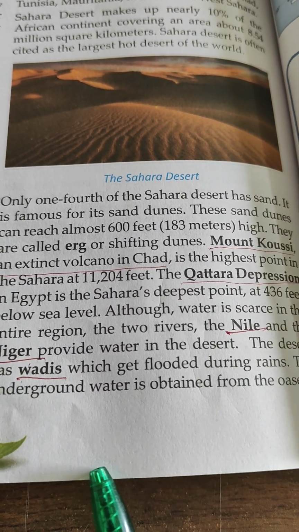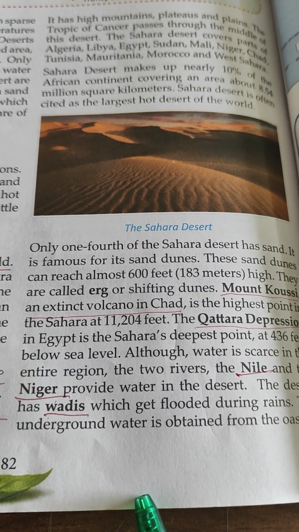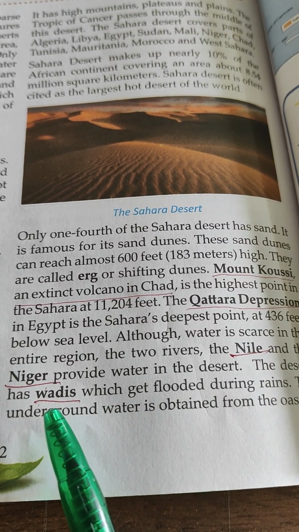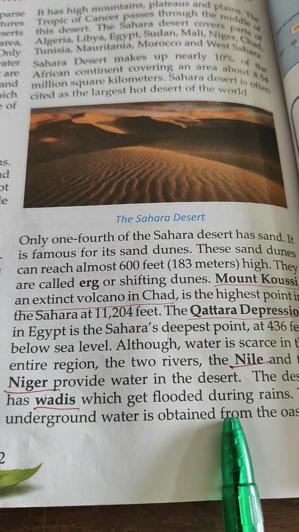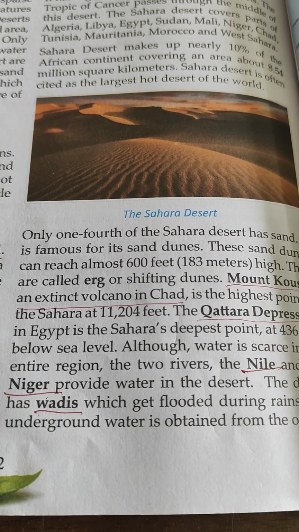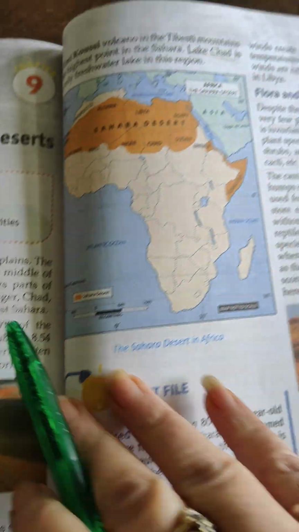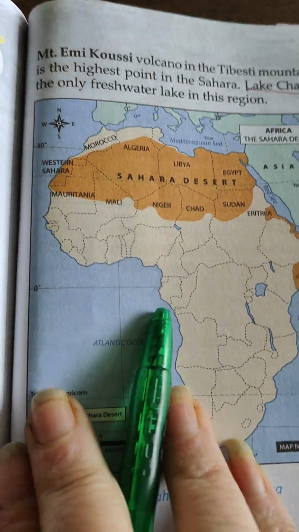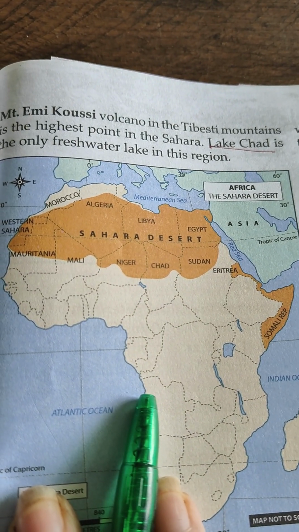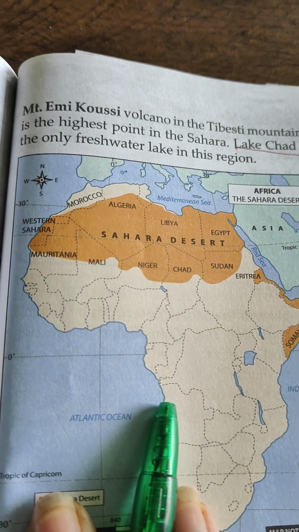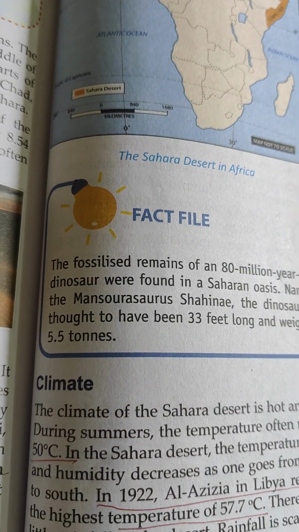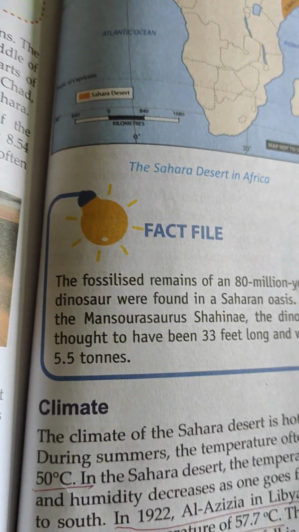The Nile and the Niger are the two rivers in this region. In the desert, wadis are found, flooded during the rainy season, meaning these are seasonal rivers. Or the oasis. The water spot in the desert we call the oasis, fed by underground water. Mount Emi Koussi volcano and the Tibesti Mountains are the highest point in the Sahara. Lake Chad is the only freshwater lake found in this region. Fossil fuels are also found in some parts.